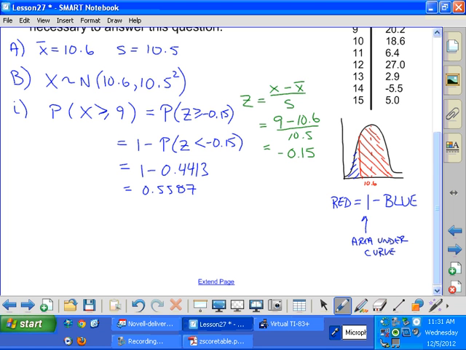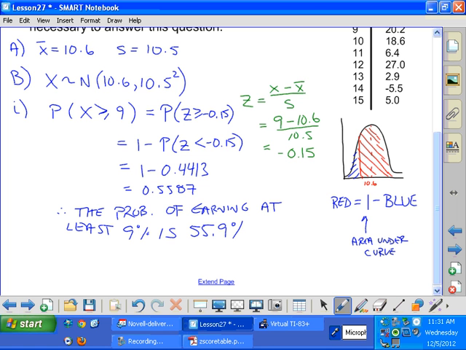So therefore, the probability of earning at least 9% is a 55.9% chance. Okay, so 55.9% chance that this investment is going to yield 9% return.